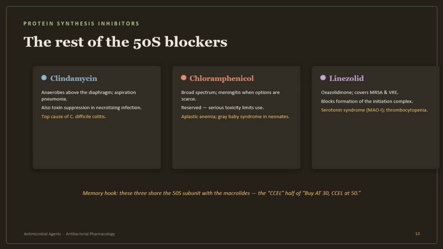And here's your memory hook. These three share the 50S subunit with the macrolides. They're the CCEL half of buy AT 30, CCEL at 50. See how everything keeps connecting back to that one line.